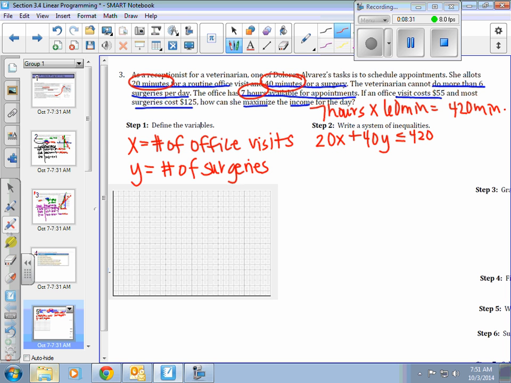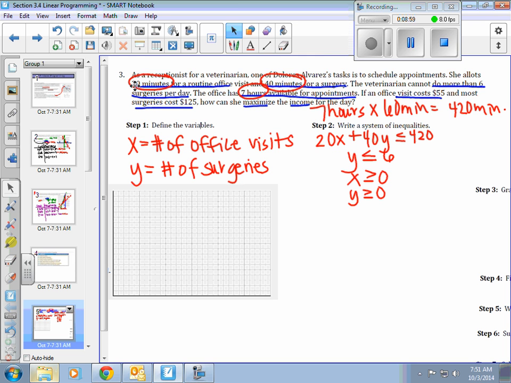The next thing it says is the veterinarian cannot do more than 6 surgeries. So my surgeries is y. It can't be greater than, so it has to be less than or equal to 6. And then there are 2 constraints that are pretty easy to forget about, but they're important to include: you can't do negative surgeries or negative office visits. So my office visits have to be greater than or equal to 0, and my surgeries have to be greater than or equal to 0.